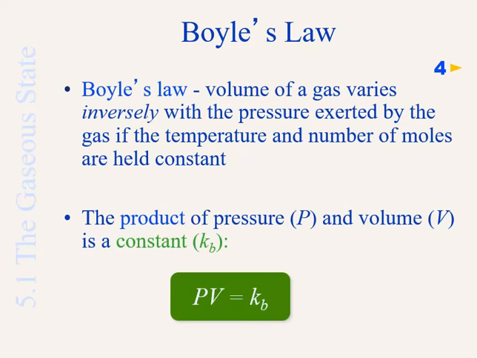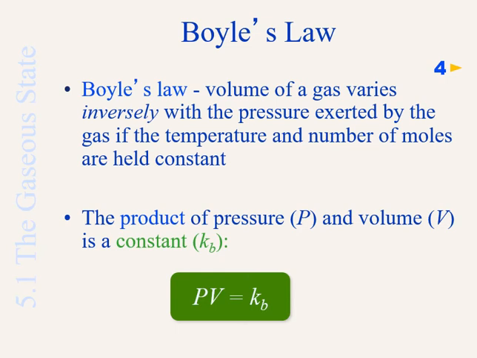So the first law we are going to investigate now is known as Boyle's Law, named after the English chemist Robert Boyle. According to Boyle's Law, pressure and volume are inversely related. What does that mean? That means if you have a gas at a certain pressure and a certain volume, if the pressure goes up, then the volume must come down, or if the pressure goes down, the volume must go up, as long as you keep the temperature and the number of moles constant.